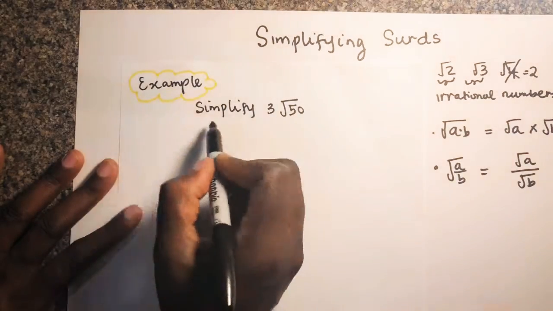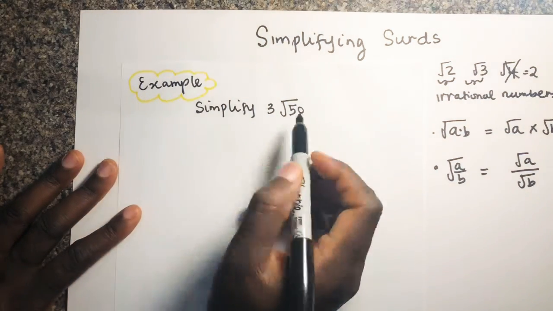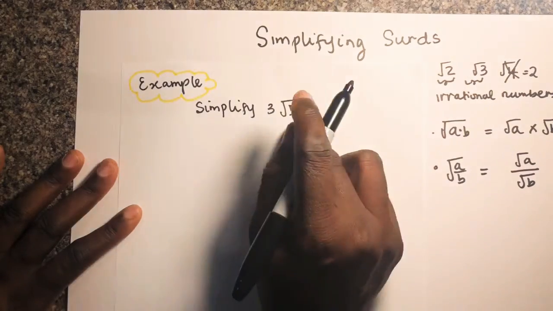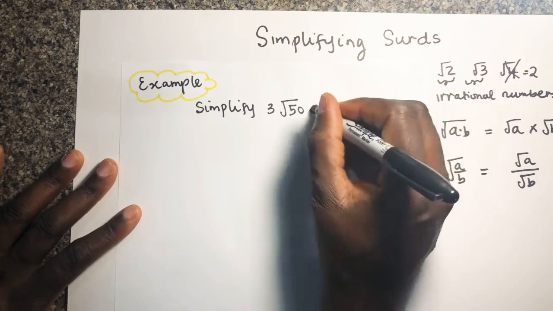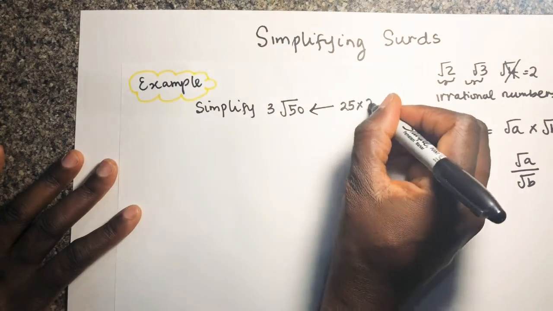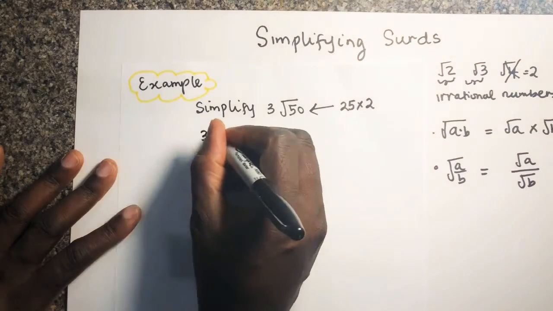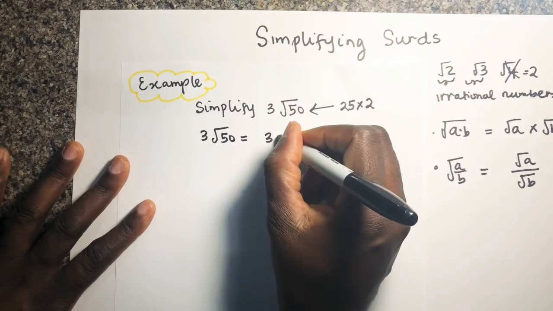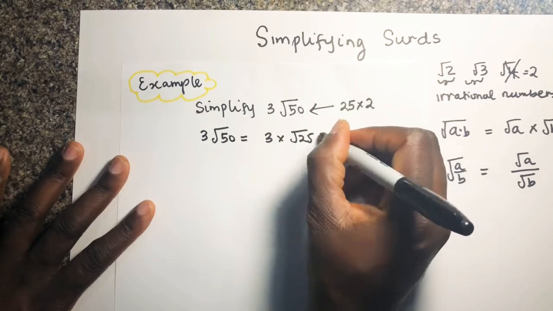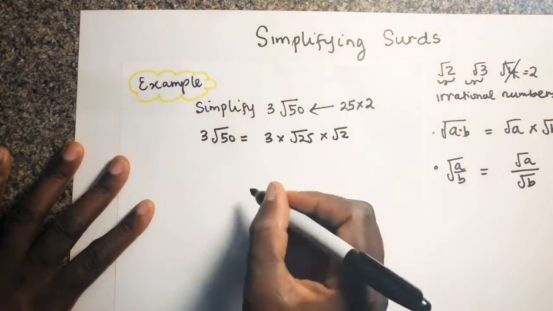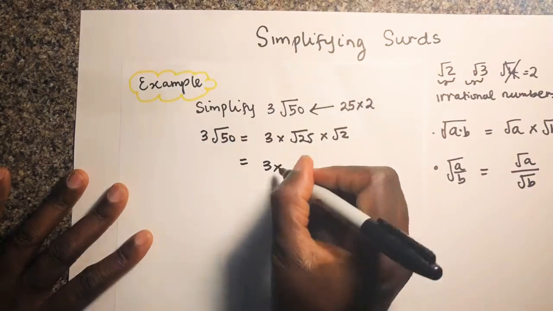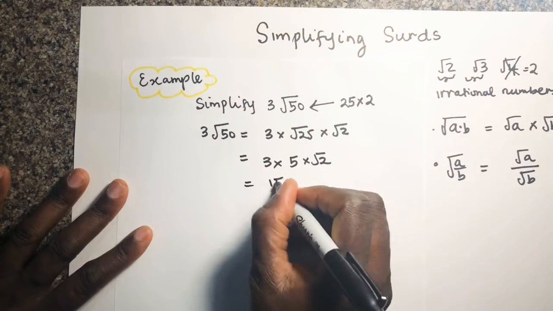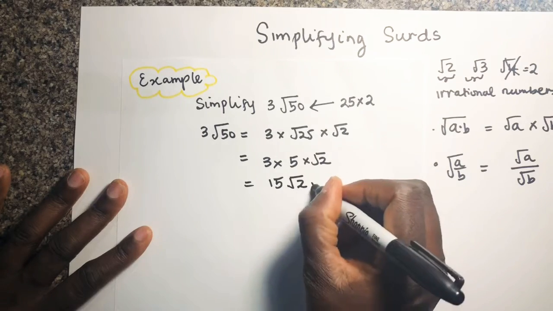Okay, this example says simplify 3 times the square root of 50. We've already got 3 outside the surd, so we're looking at what's inside the surd now, and the square number that comes to mind is 25 times 2. So I'm just going to rewrite that as 3 root 50 is equal to 3 times root 25 times root 2. This is going to give me 3 times 5 times root 2. 3 times 5 is equal to 15. And that will be 15 times root 2, and that's done for that one.